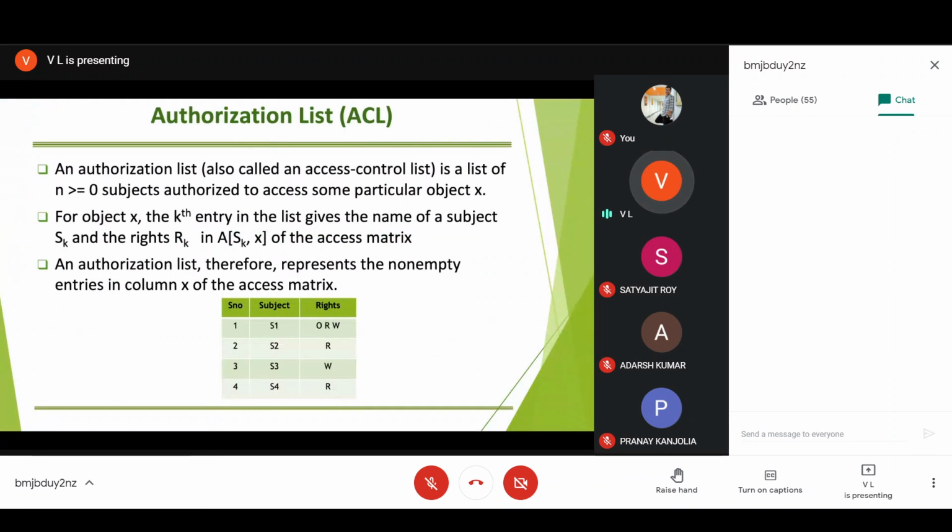As I said, we talked about two things, access control list and capability list. So access control list is basically just keeping the non-empty entries of the column of an access control matrix. So for every object, we are keeping information about what subjects can access this object.